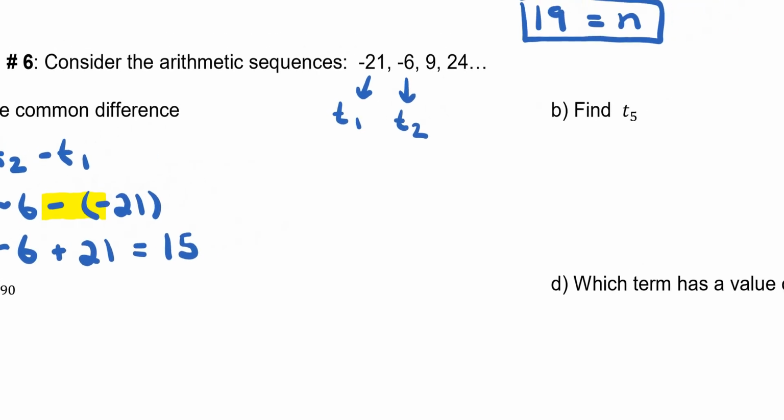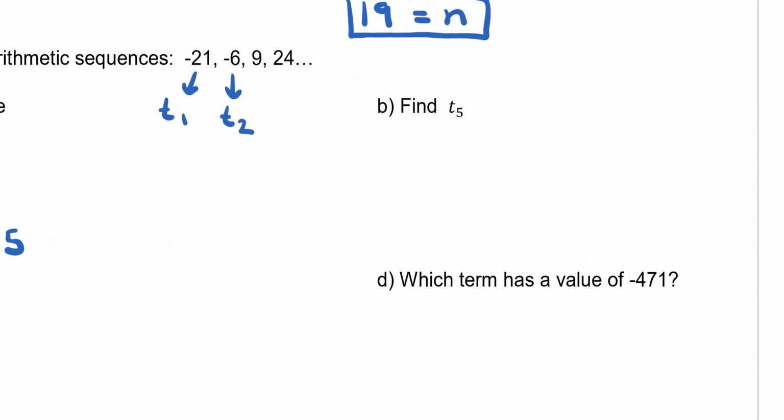For part B, I need to find term 5. So we have negative 21, negative 6, we have 9, we have 24, and from 24 we're just going to add another 15, and we should get 39 for our fifth term here. So this right here is going to be our fifth term.